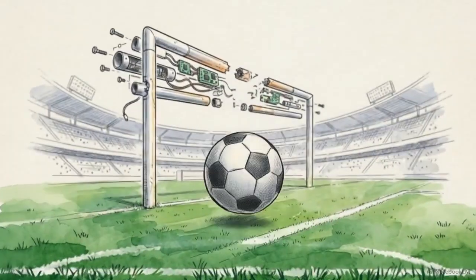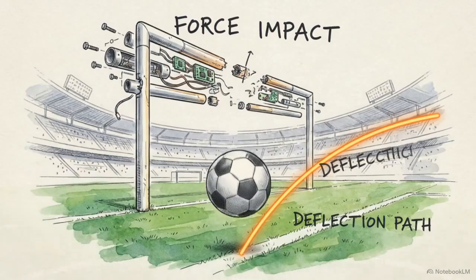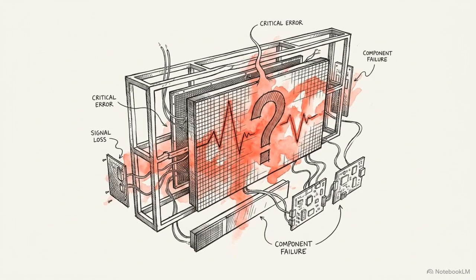Imagine if the ball hits the crossbar and bounces straight down. Did it cross the line? If the stadium relies on just one sensor and that sensor fails, we cannot trust the result. To solve this, engineers use multiple sensors to measure the exact same thing. Here, we have 3 separate goal line sensors. 2 show that the ball passed, but the third one flashes red because it has malfunctioned.